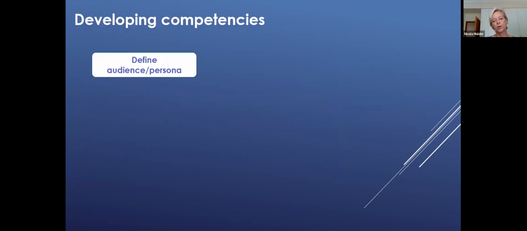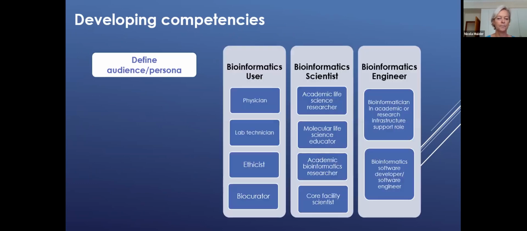So in order to develop competencies, the first thing to do is to define the audience or the persona. So for the ISCB competencies, ISCB has been developing competencies for many years and is just releasing the third version of these. So we started off with 3 personas: users, bioinformatics scientists, and bioinformatics engineers. And then we realized that actually within those, there are a number of different nuances of different types of audience. And so we then further split this.